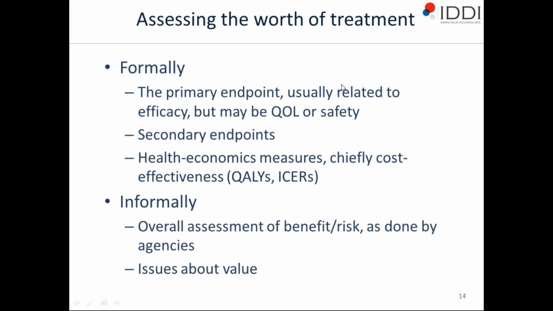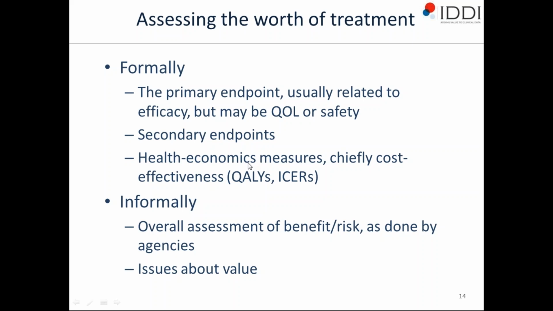Typically in oncology, at least, this is related to efficacy, but sometimes we may use quality of life or safety as primary endpoint. This is where we'll say whether the study is positive or negative, and we'll use this as where to look at in terms of assessing the worth of treatment. But we can also look at secondary endpoints, sometimes even formally, although they will not define the study as positive or negative, but we can compute some statistics on them.